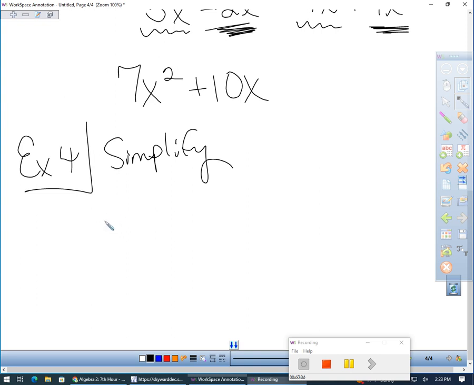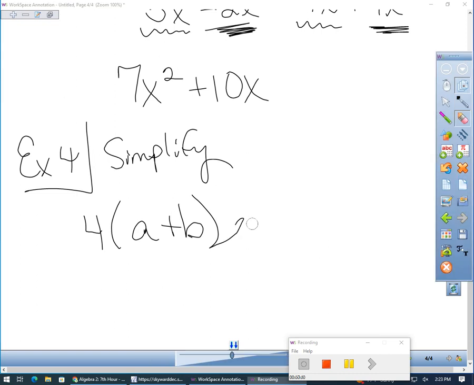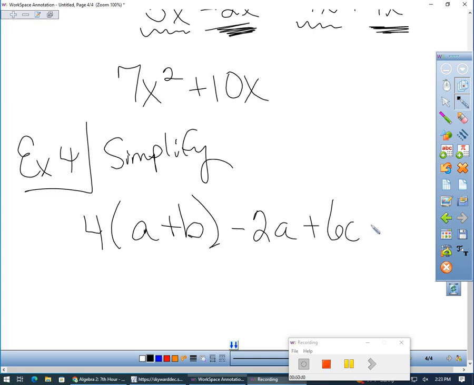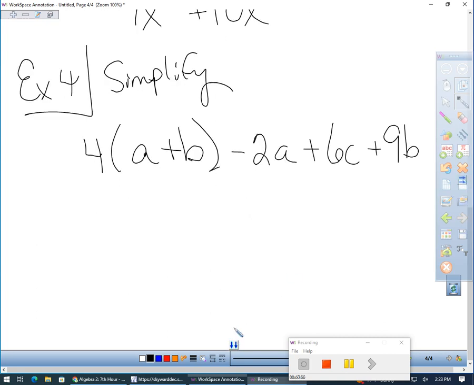Let's say I have 4 times (a plus b) minus 2a plus 6c plus 9b. So the first thing we have to do is get rid of those parentheses, so we have to distribute, right? 4 times a is 4a. 4 times b is 4b. We're at the end of the parentheses, so we're done distributing.